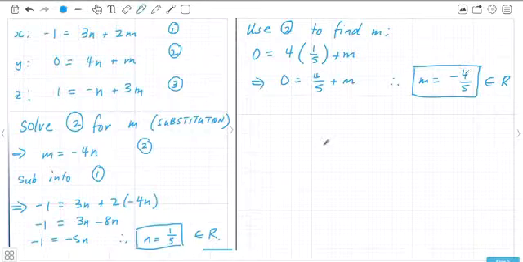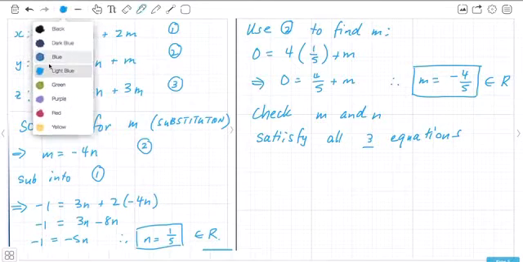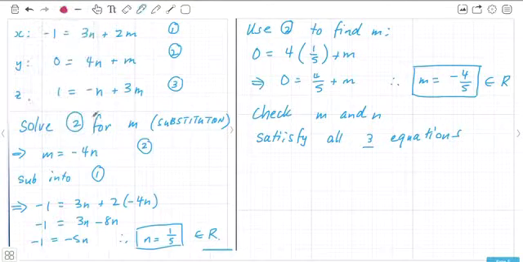So we've got m and n now, and we just need to check that the m and n satisfy all 3 equations. Now, when we first did our substitution, I substituted 2 into 1. So these solutions here for m and n will satisfy 1 and 2, but you can check. So we'll do the checking in red.